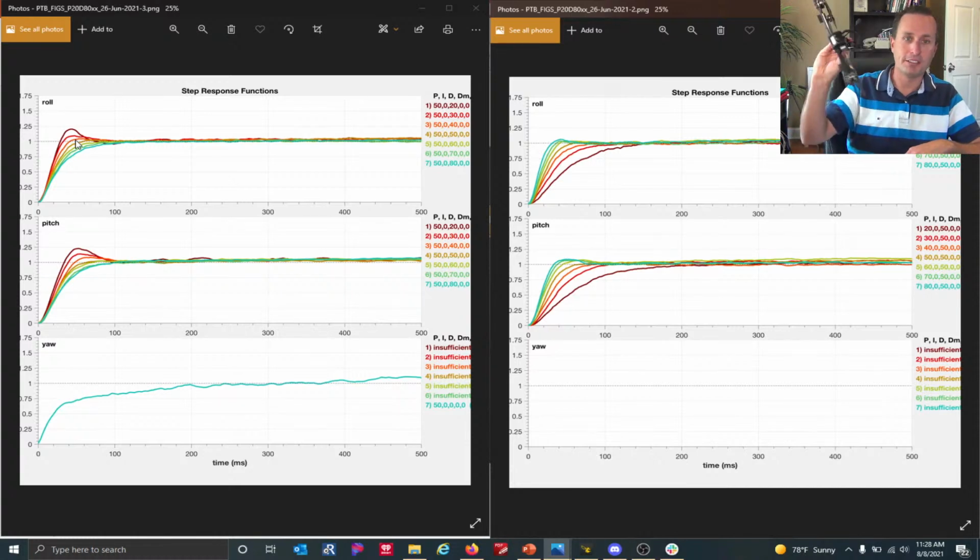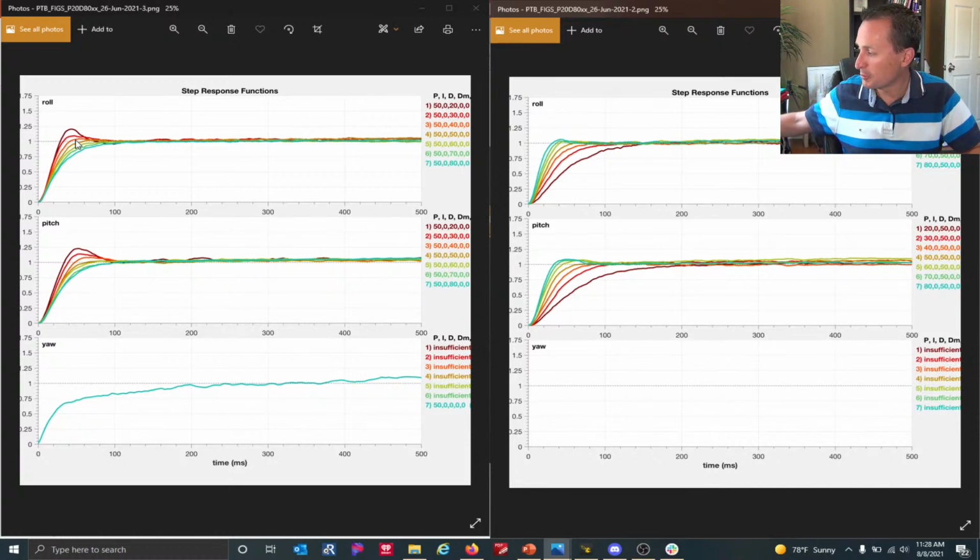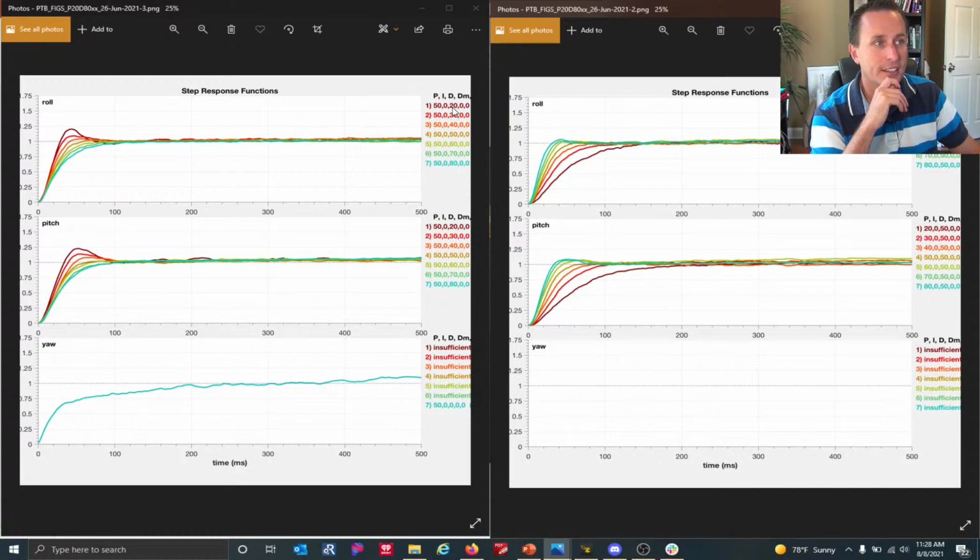Just doing twitch moves back and forth. I think it's what we would call basement tuning. And then increased is D term. And you can see that as D went from 20 to 30 to 40 to 50 to 60 to 70 to 80, you can see what that did.